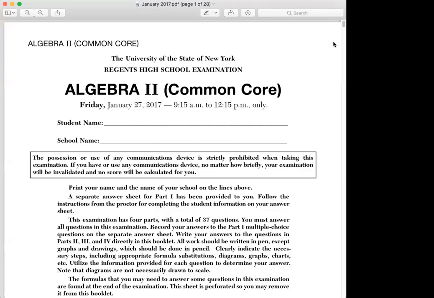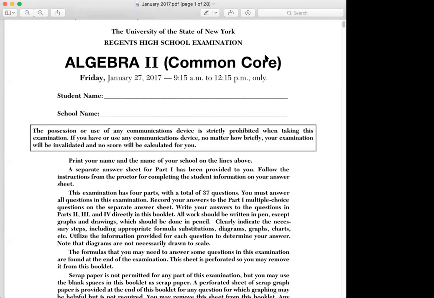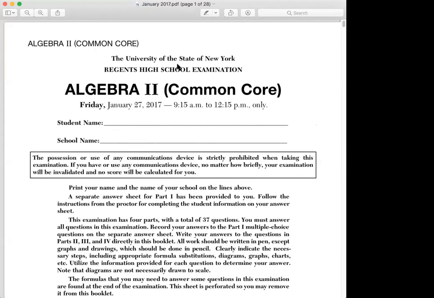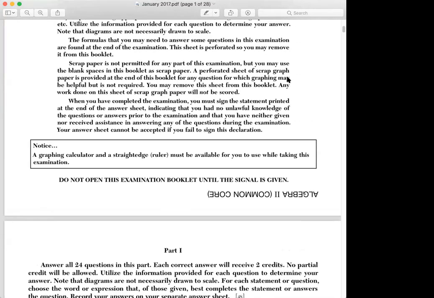All right, let's get started. I am starting with the January 2017 Regents, so make a note of that for yourself. You can get this by just Googling Common Core Algebra 2 Regents, and they all show up. I'm just going to go through the questions that I've taught you guys. I'm not going to go into other topics and try to teach them on the spot. I just want you guys to see the ones on the Regents that you've learned up to this point.